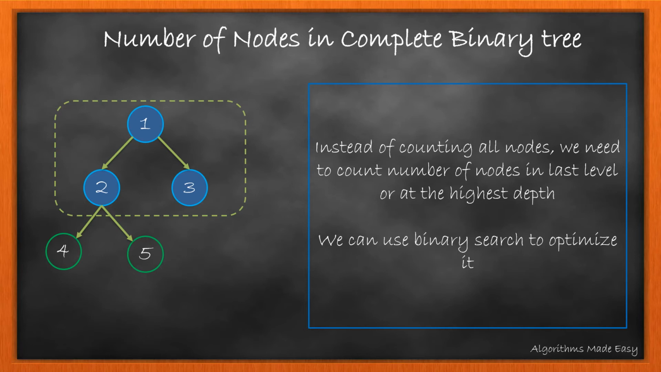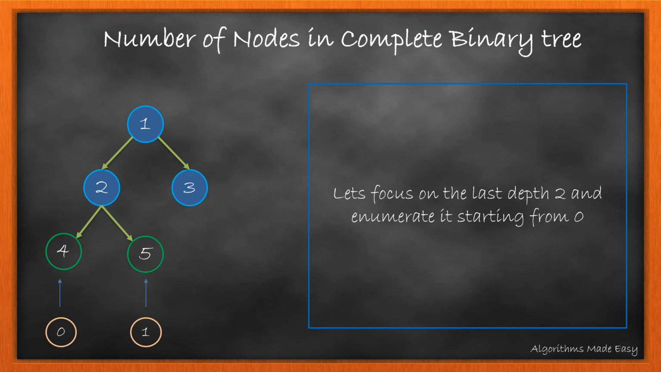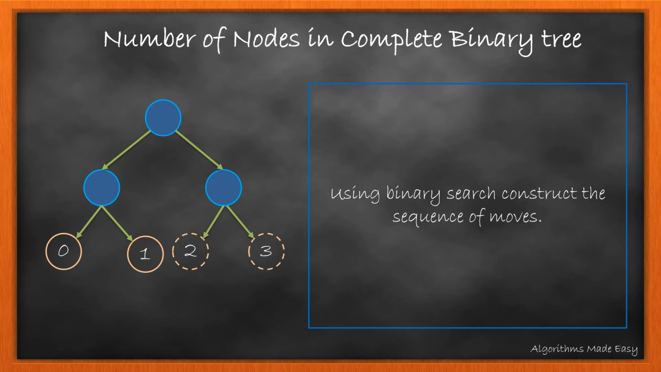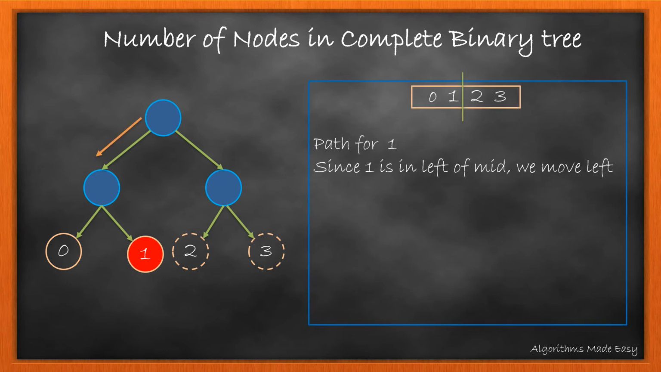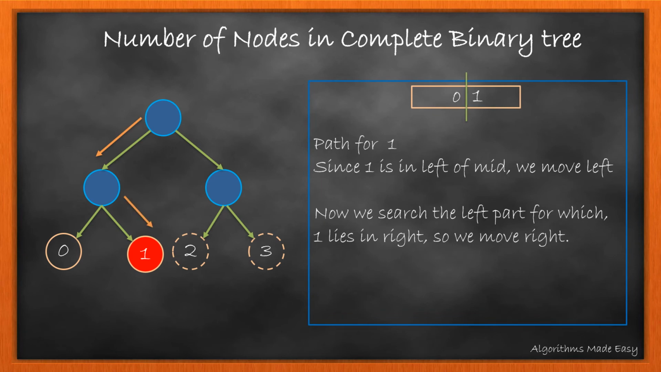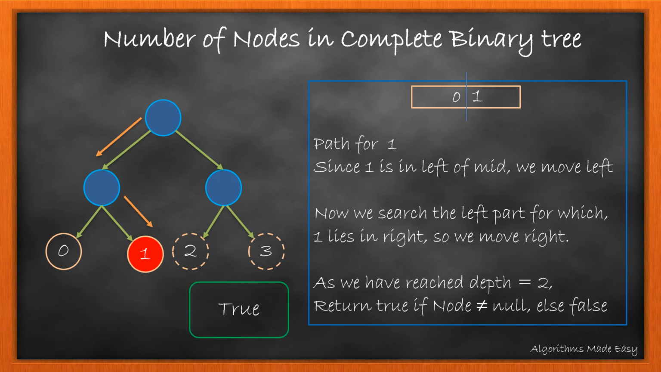To apply binary search on the last level, let's focus only on that part. We will enumerate the nodes starting from 0 and use binary search to construct the sequence of moves. Suppose we want to find if the node enumerated as 1 exists in the tree. We can see that we can have 4 nodes at depth 2 with values enumerated from 0 to 3. We can see that 1 is present on the left side of the mid. So we will first move left. Now again breaking it further, 1 lies on the right of the mid. So we move right. As we have reached the depth required, we will check if the node is null. Since it is not, we can say that the node exists.